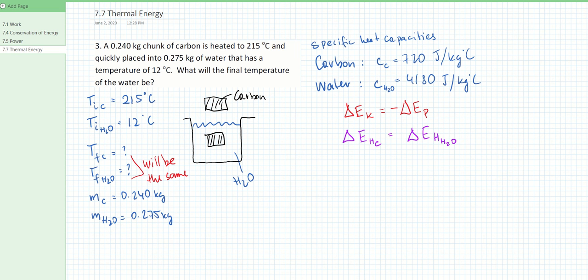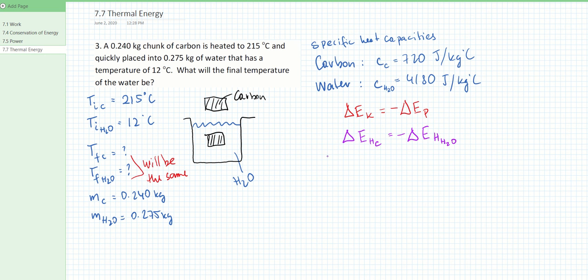Now again, one of these has to be negative. Doesn't matter where you stick the negative as long as one of them is negative. So this is the one we're going to use here. So again, the same principle, conservation of energy, applies. Instead of dealing with gravitational potential energy and kinetic energy, now we're just dealing with thermal energy. So let's try this out.